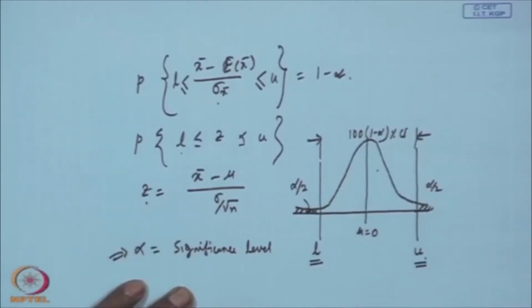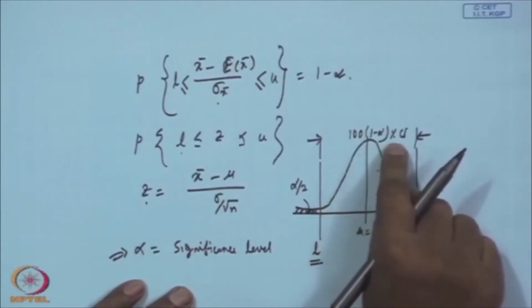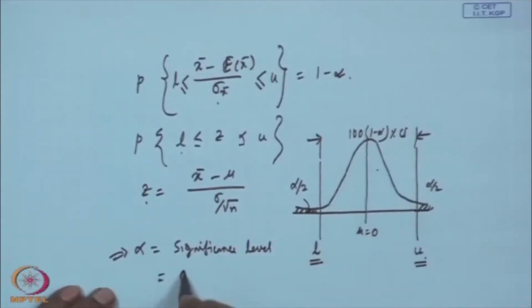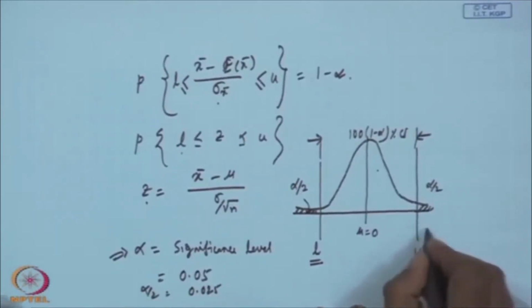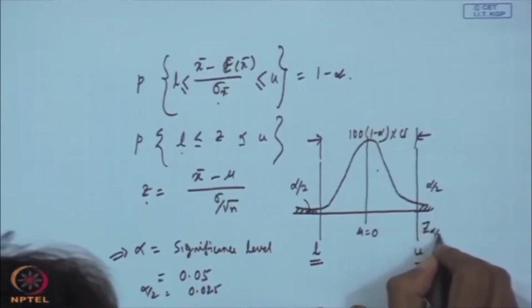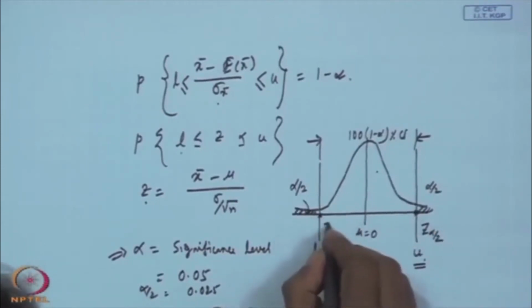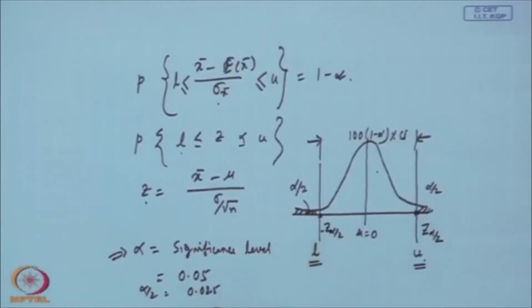What will be L and U? It all depends on what your alpha is. If we consider alpha equal to 0.05, then alpha by 2 is 0.025. So, what you now need to find out is this Z alpha by 2, and the left hand side value will be minus z alpha by 2. So, you see the table and find out the z alpha by 2 value and accordingly you compute.